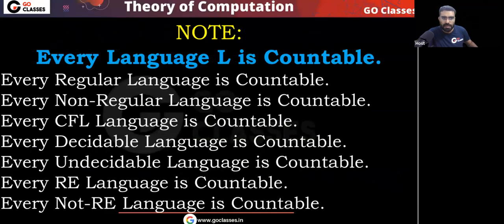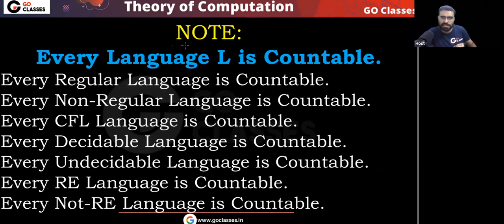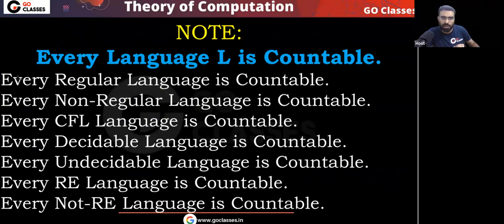So remember, every particular language is countable. Yes or no? Every language L is countable. You can easily see here. Every regular language is countable. Every non-regular language is countable. Every CFL is countable. Every decidable language is countable. Every undecidable language is countable. Every RE language is countable. Every not RE language is countable. Basically, every language is countable because every language is a subset of sigma star, and a subset of a countable set is countable.